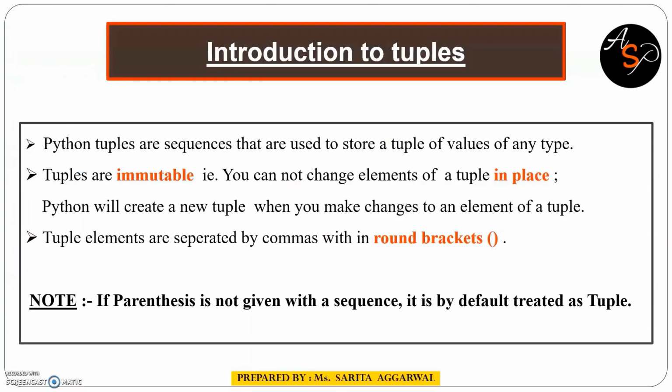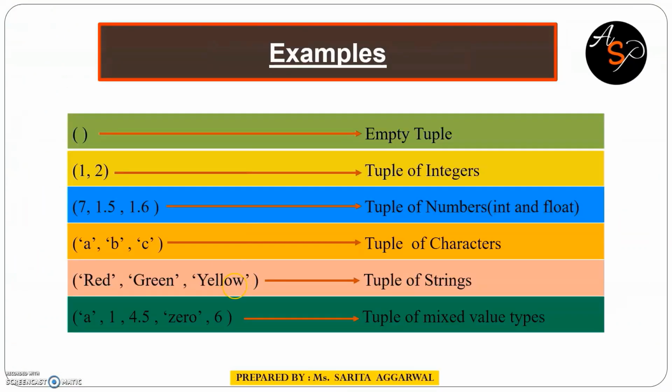Now next is, there are some examples. First is an empty tuple, because there is no element within the round bracket, so it is an empty tuple. Next one is, here two elements and these two elements are of integer type, so it is a tuple of integers.